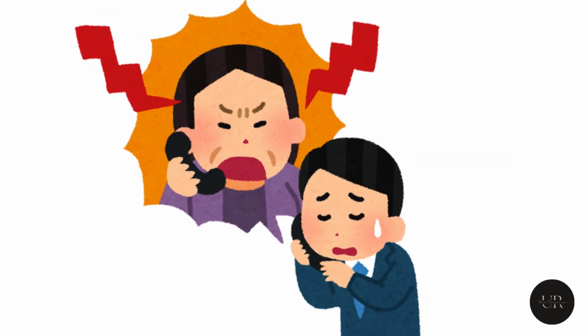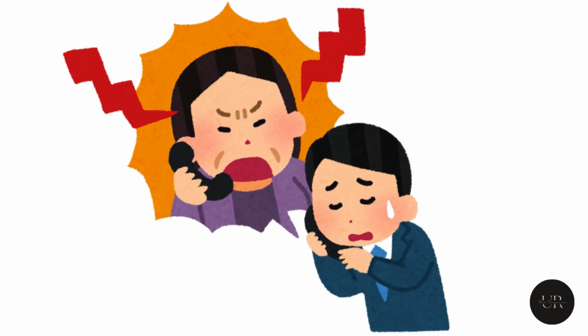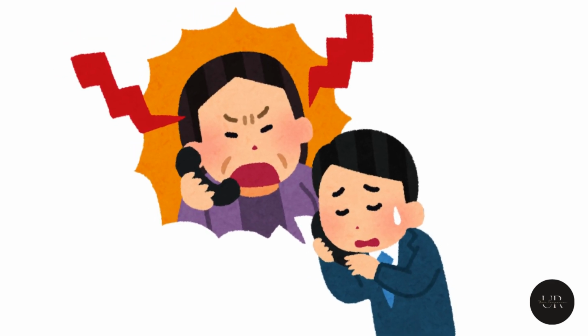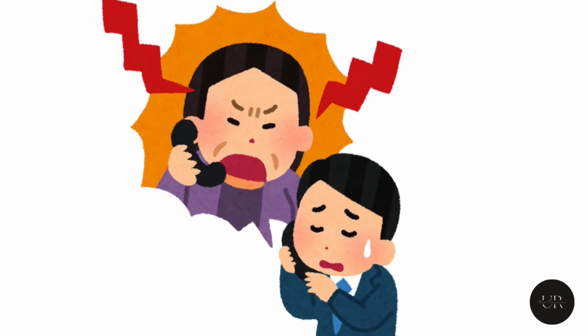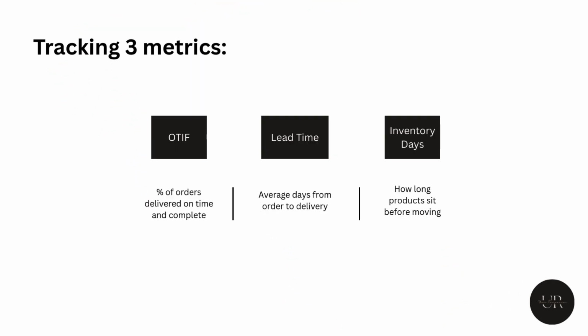Now imagine you are managing deliveries for a regional FMCG company. Customers keep complaining that orders arrive late. You can't fix it by guessing. You need data for it. You need insights. That's why you start tracking 3 KPIs. On time in full, which is the percentage of orders delivered on time and delivered completely. Lead time, average days from order to delivery. Inventory days, how long products sit in your inventory before moving.